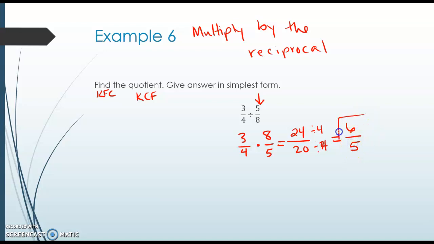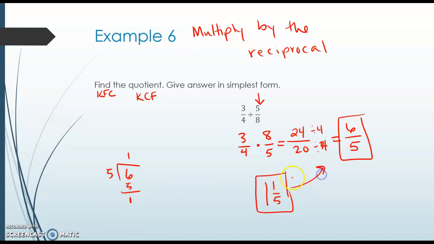I am happy with you leaving this as 6/5, although if Math Excel says please give the answer as a mixed fraction or a mixed number, that's where you have to have the whole number. So we would take 6 and think of it as 6 divided by 5. 5 goes in there once, and I have a remainder of 1. And so if you were to make it a mixed number, it would be 1 and 1/5. This is our whole number, and this is our numerator. It just so happens that this time they were the same.